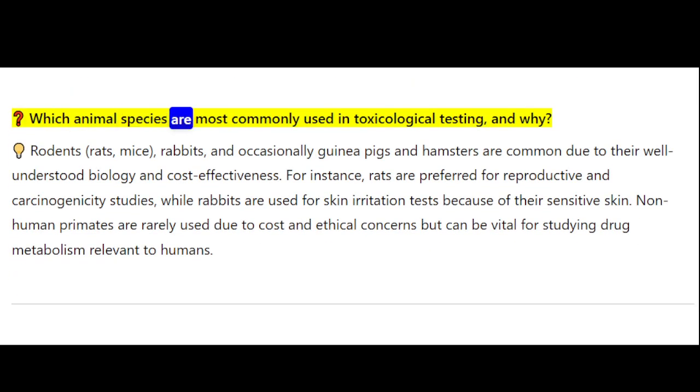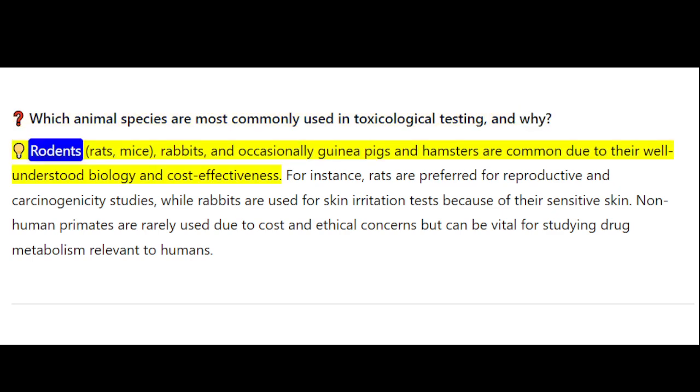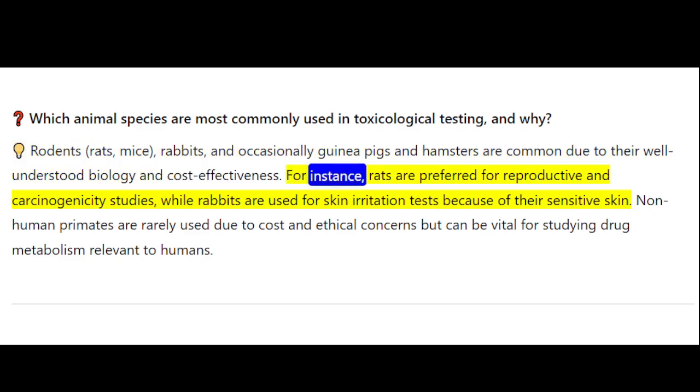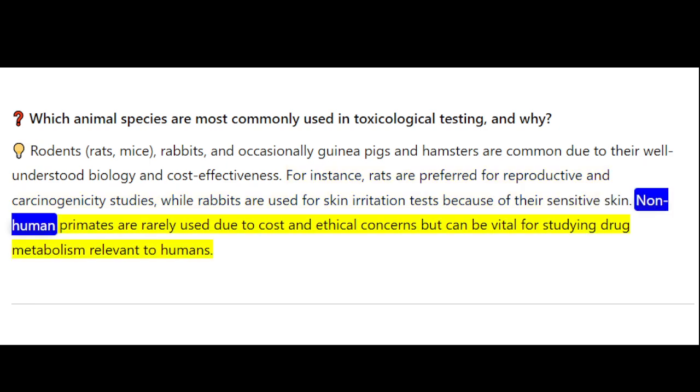Which animal species are most commonly used in toxicological testing, and why? Rodents, rats, mice, rabbits, and occasionally guinea pigs and hamsters are common due to their well-understood biology and cost-effectiveness. For instance, rats are preferred for reproductive and carcinogenicity studies, while rabbits are used for skin irritation tests because of their sensitive skin. Non-human primates are rarely used due to cost and ethical concerns, but can be vital for studying drug metabolism relevant to humans.